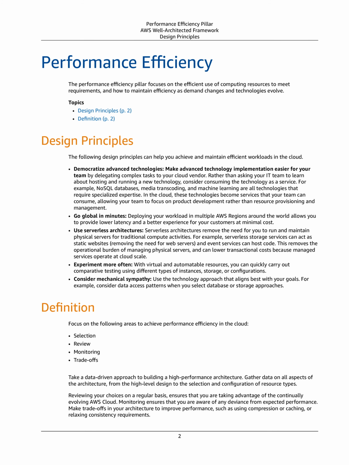Definition. Focus on the following areas to achieve performance efficiency in the cloud: selection, review, monitoring. Trade-offs. Take a data-driven approach to building a high-performance architecture. Gather data on all aspects of the architecture, from the high-level design to the selection and configuration of resource types. Reviewing your choices on a regular basis ensures that you are taking advantage of the continually evolving AWS cloud. Monitoring ensures that you are aware of any deviance from expected performance. Make trade-offs in your architecture to improve performance, such as using compression or caching, or relaxing consistency requirements.